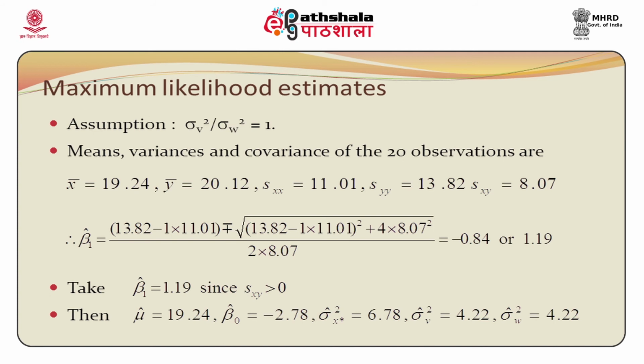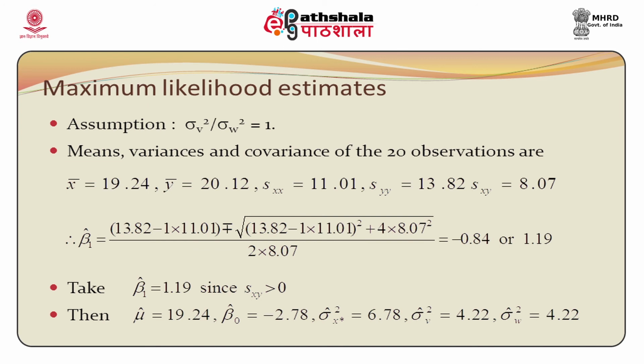And if we do that, then we know that we get a quadratic in beta 1, and solving that quadratic, we find that beta 1 hat gives you two solutions, minus 0.84 and 1.19. But since sxy is positive, it is 8.07, we discard the minus solution, that is minus 0.84, and take the solution 1.19. We have got all the other parameters.